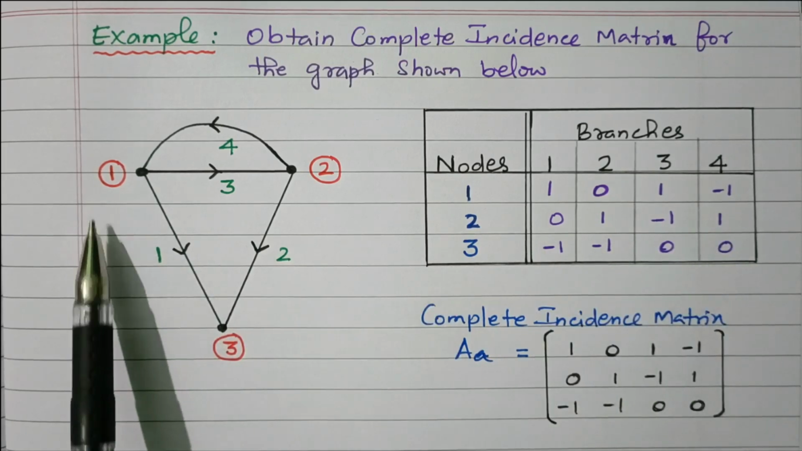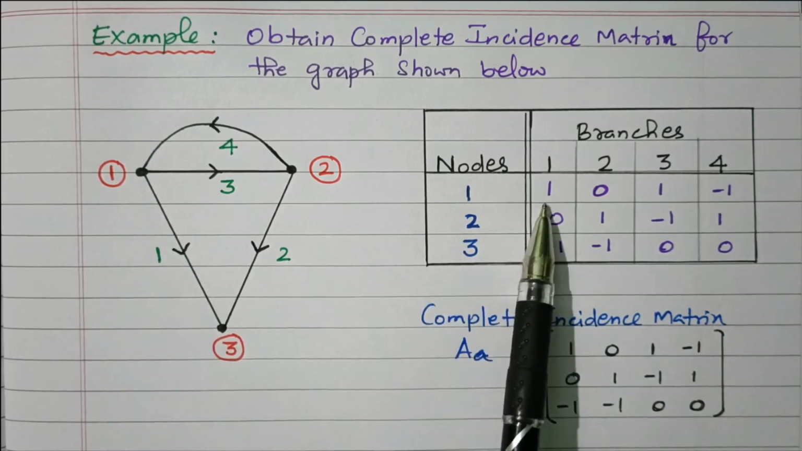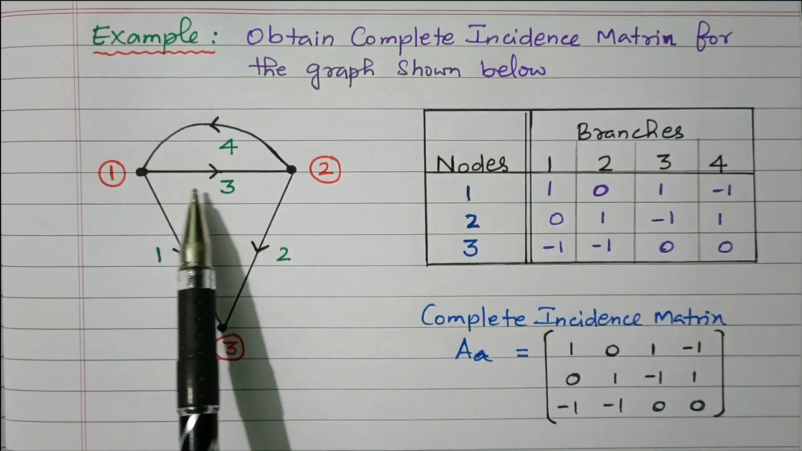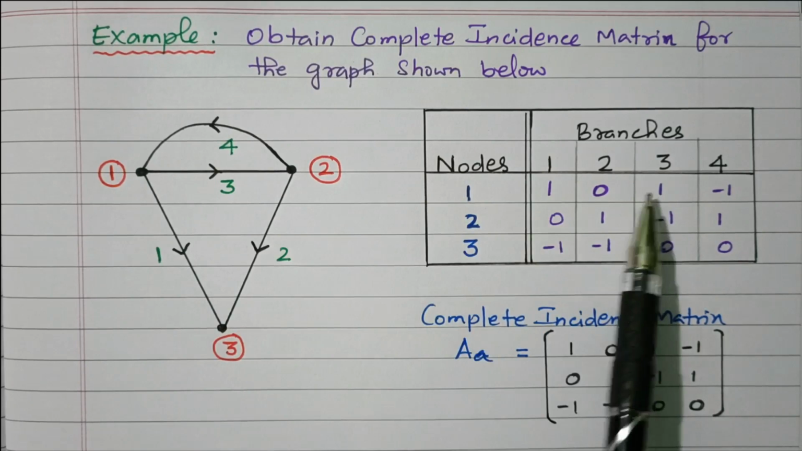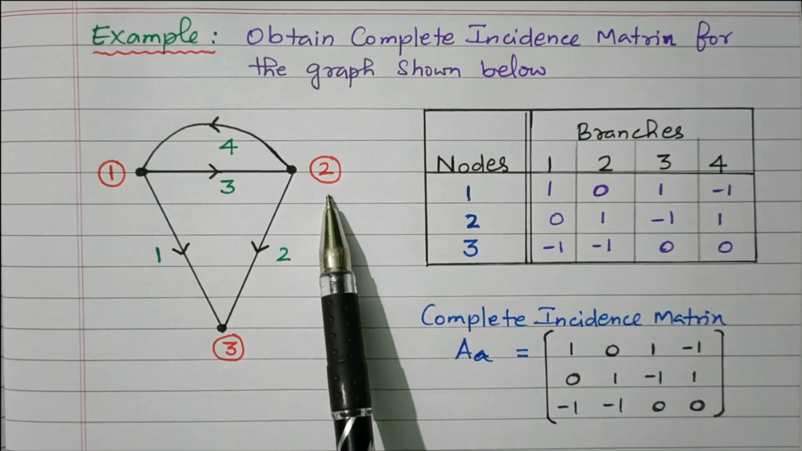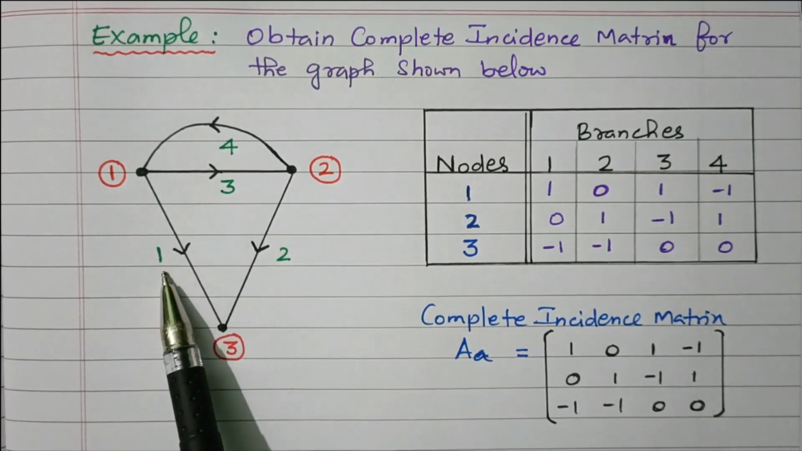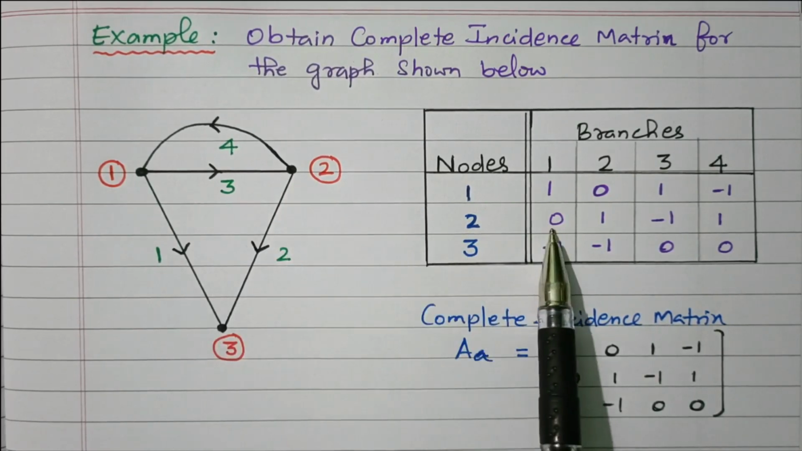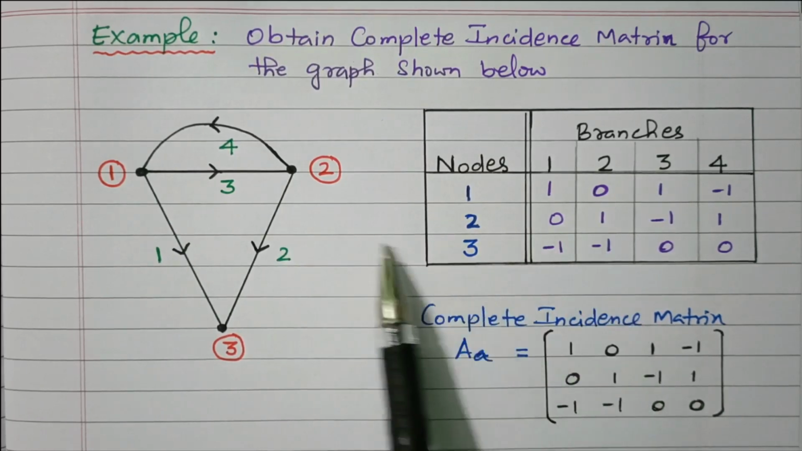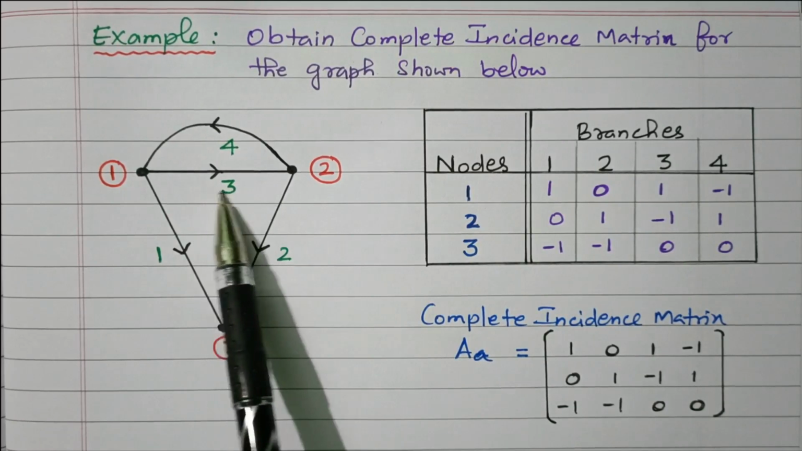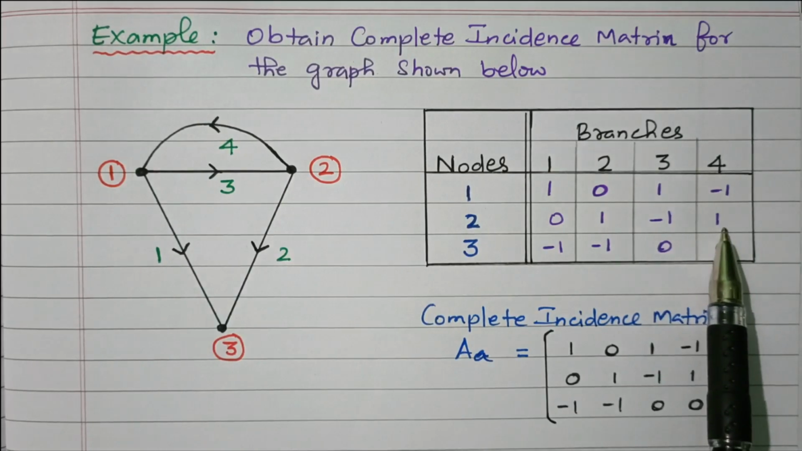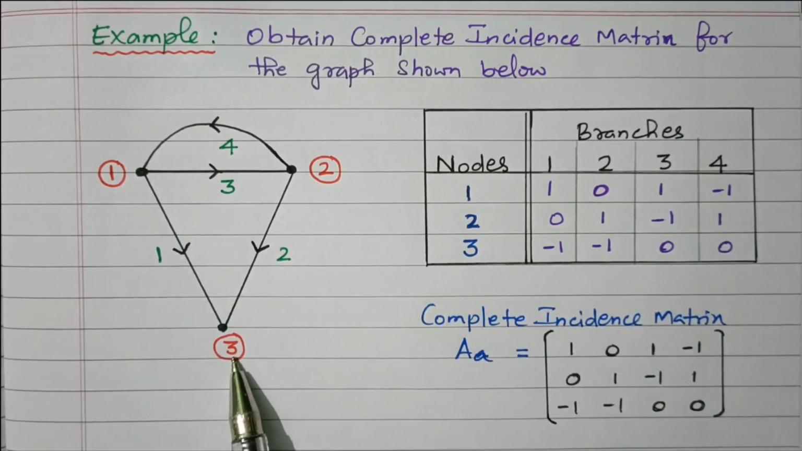Right? So node 1, branch 1 going away, plus 1. Node 1 and branch 2 there is no connection, 0. Node 1 branch 3 going away, plus 1. Node 1 and branch 4 coming inside, minus 1. Now we'll go to the second node. Second node and first branch not connected, so 0. Second node and second branch going away, so plus 1. Second node and third coming inside, so minus 1. Second node and fourth branch going away, so plus 1.